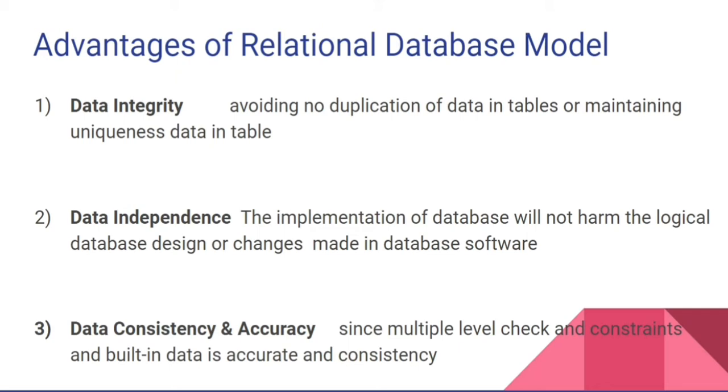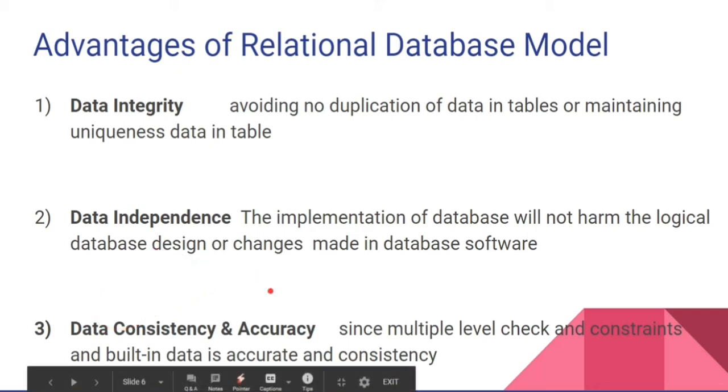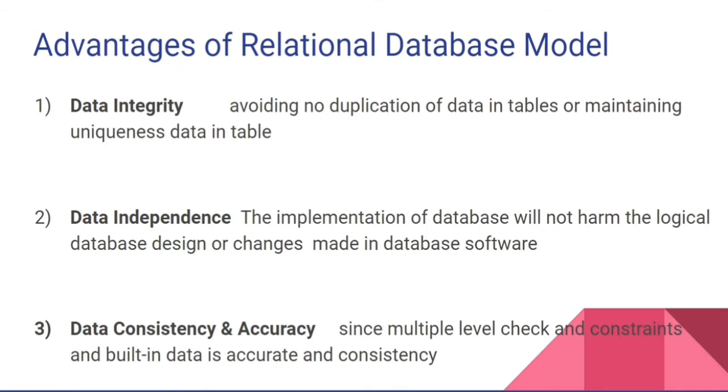The second one is data independence. The implementation of a database will not harm the logical database design or changes made in the database software. That is why we have seen the three-architecture model of data independence. Data is separated from the software and the hardware, so if we commit any kind of changes, that will not affect our data. Data independence helps us to store the data in the tables, and when we change something in the tables, it will not create any kind of problem for us.